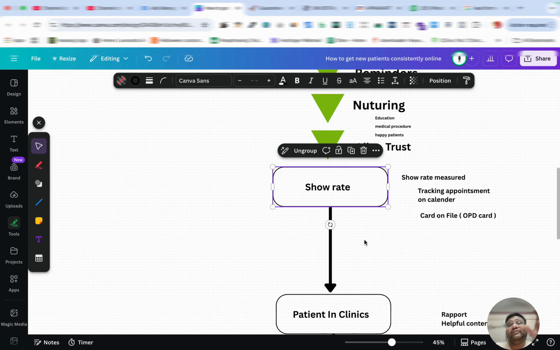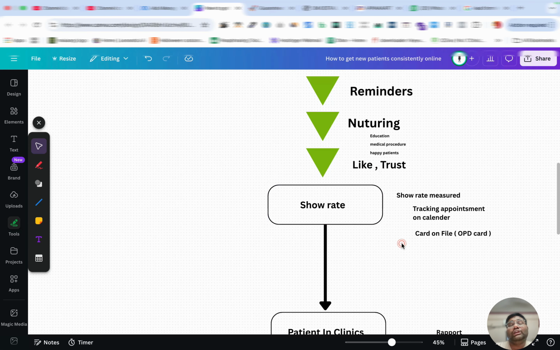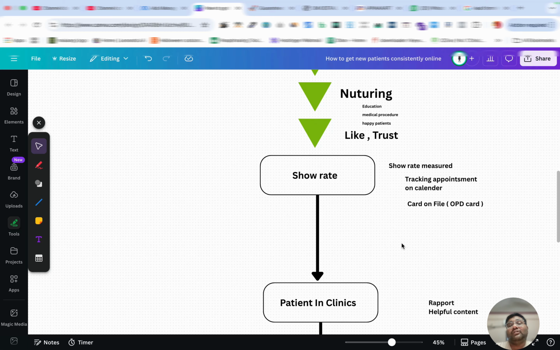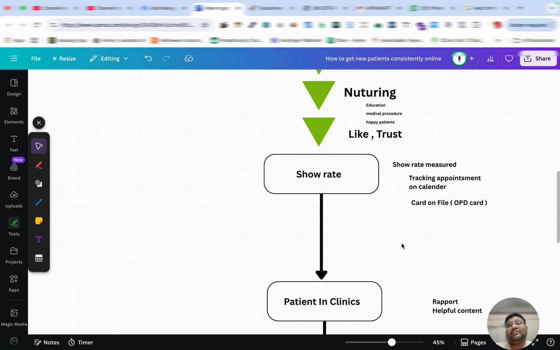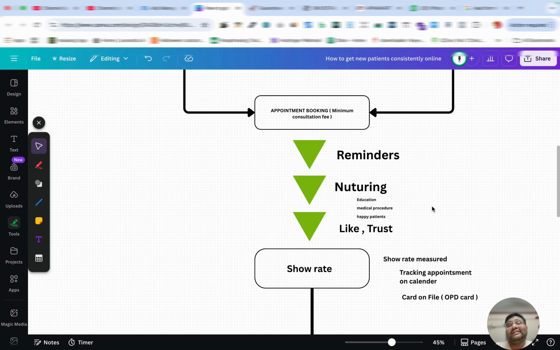So here we need to measure the show rate. To measure the show rate, we need to track every appointment on the calendar. We need to track the OPD card. Based on that, we can see how many people booked and how many people visited our clinic. So based on that, we will get this show rate.